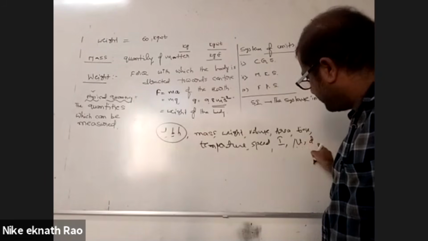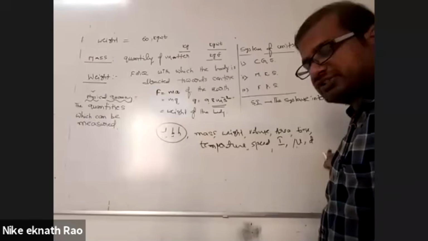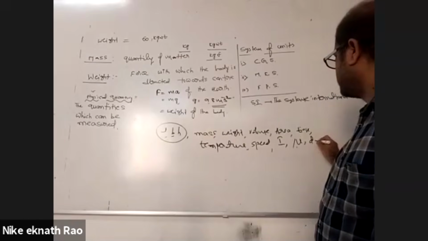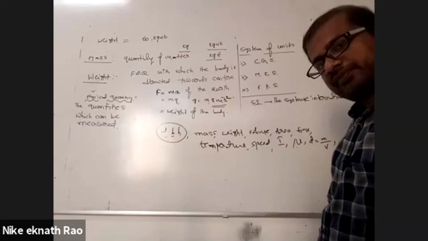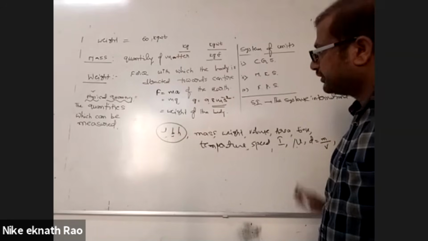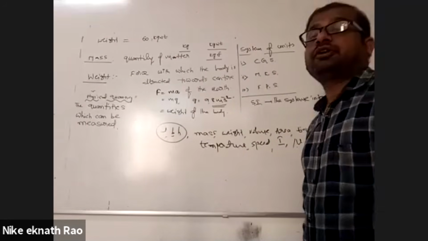This is called mass density. Keep in mind, both are different. Refractive index is also called optical density. This is called mass density. How do you define density? Density is mass by volume. Clear, everyone? Like this we have different quantities which we can measure.